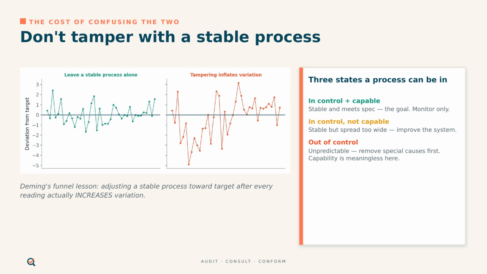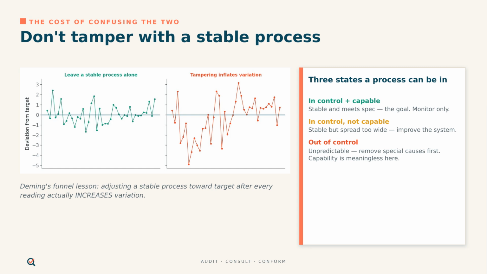That first mistake, tampering, deserves a warning of its own. Deming's famous funnel experiment showed that if you adjust a stable process toward target after every single reading, you don't reduce variation. You actually increase it. Leave a stable process alone.